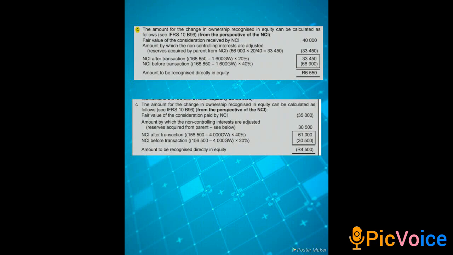You do the same as the above, you get a difference of 30,500, and the NCI had to pay 35,000 for that, and the change in ownership is 4,500. It's important for you to know the journal entries for this, and it's also important for you to know how to construct the financial statement where there's a change in ownership.